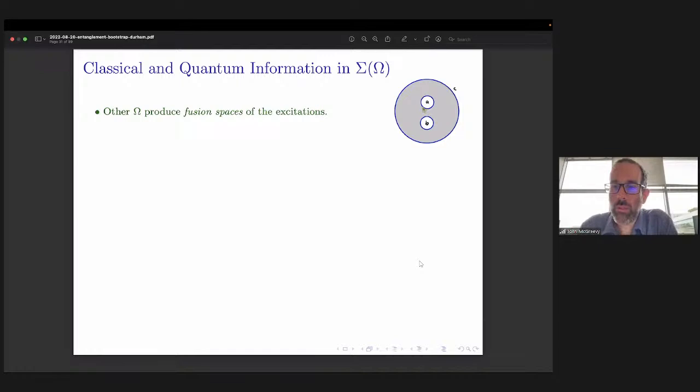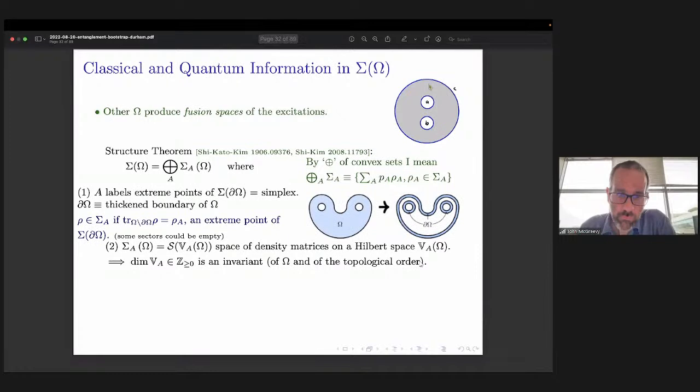So you can think about the annulus that surrounds this hole, that's in sector A of the annulus information complex set. This one is in sector B, this one is in sector C. And the state of the whole thing encodes some quantum combination of those things. And the general theorem about the structure of information complex sets is, once I label the boundaries, label the states of the thickened boundaries, so here I've labeled them A, B, C, what's left is the state space, curly S, of some Hilbert space labeled by those excitations, which has some dimension. That dimension is the fusion space.